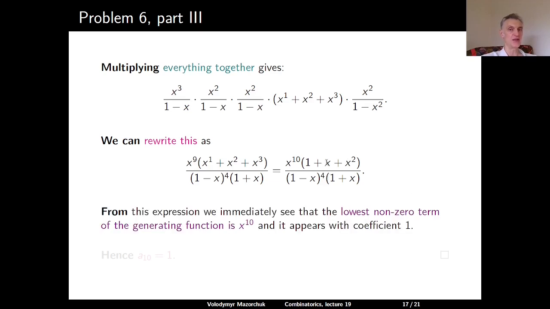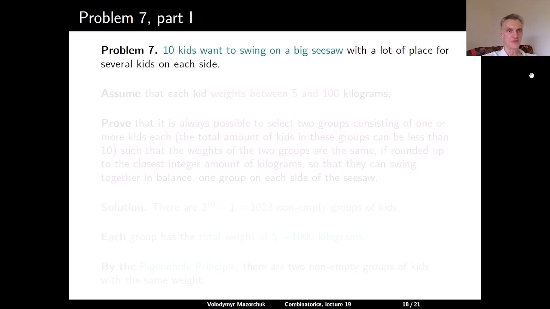And from this expression, we immediately see that the coefficient at x to the power 10 is actually 1. And in fact, the whole generating function starts from x to the power 10. So we have here x to the power 10 factor. Then we have some polynomial with free coefficient 1. And then we have divided by, so the rest is given by the geometric series, which also has coefficient 1 as the free term. So this means, in particular, that a10, the coefficient at x to the power 10, will be equal to 1.